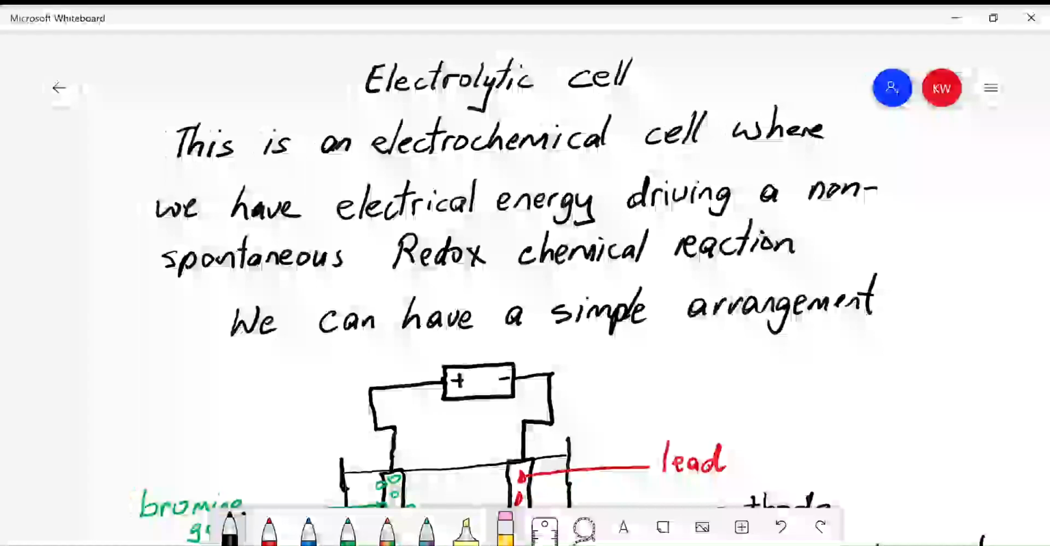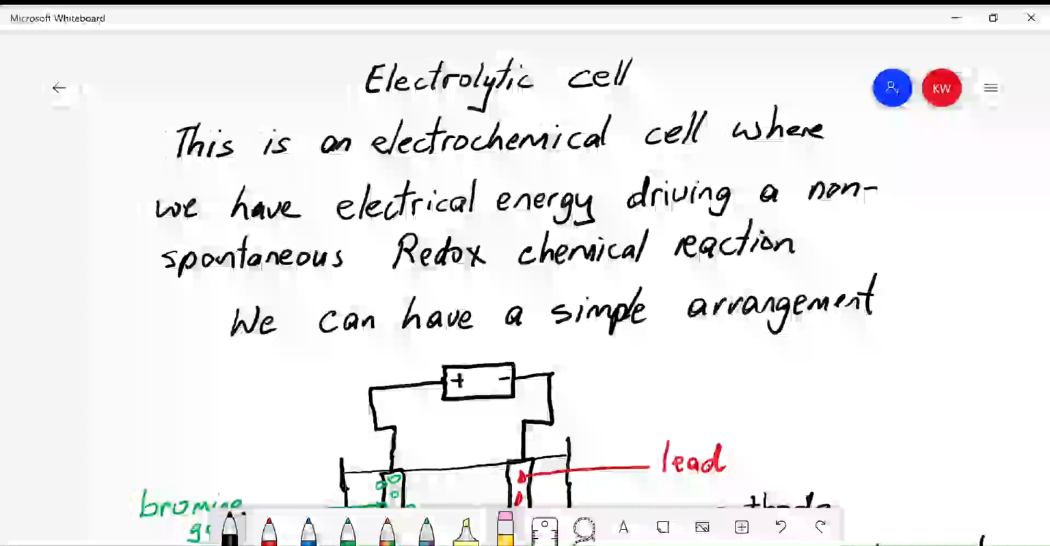So we have a few expressions that we have to clarify. Electrochemical means that it has both electricity and chemical reactions. It's a reaction that has both electrical properties and chemical properties.